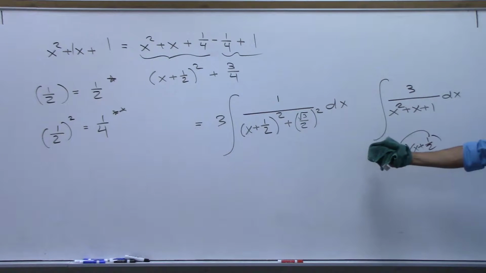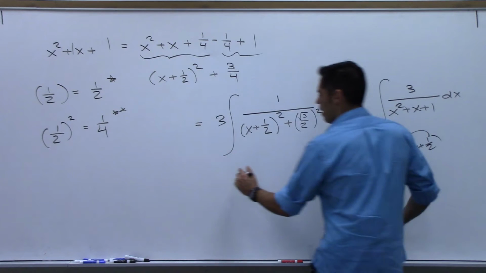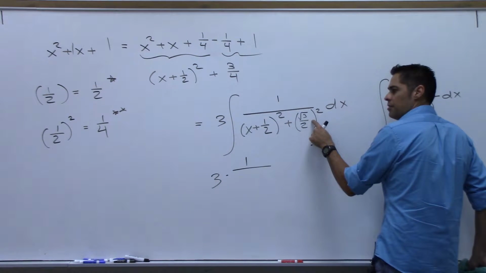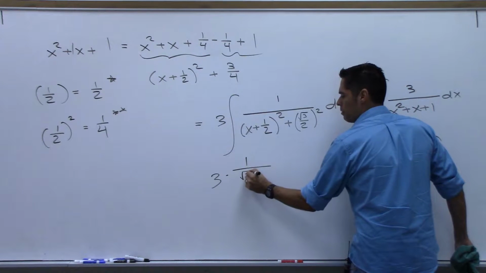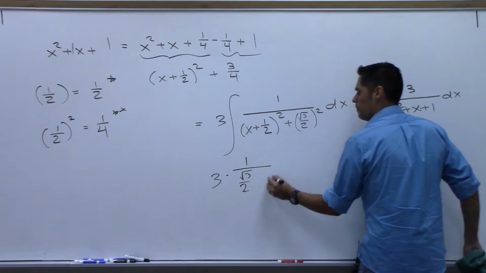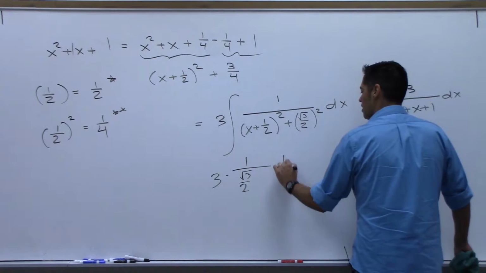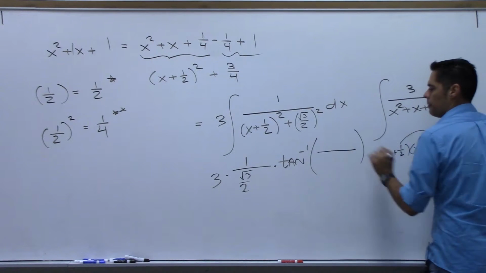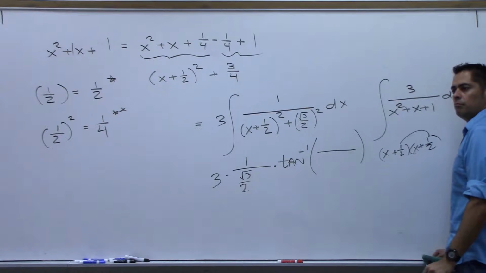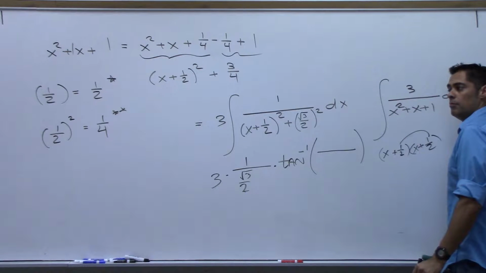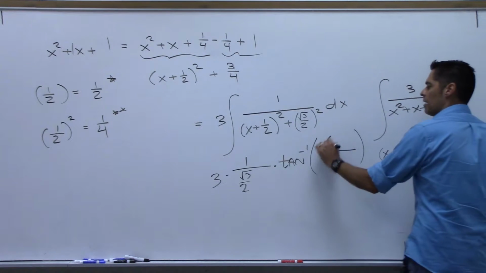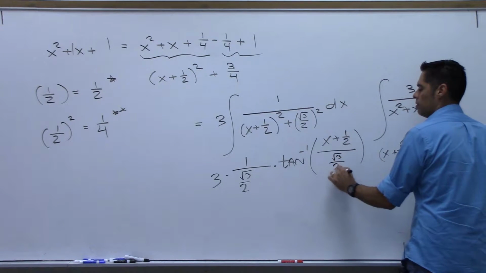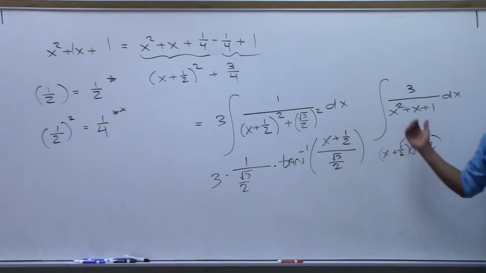So we could get, you good from here now? Yeah. This would be, I'll write the answer. It would be 3 times 1/a. A is this, right? It's 1/√3/2 times arctangent of u/a. So u is x plus a half over √3/2. And then you can flip it and bring it back through.